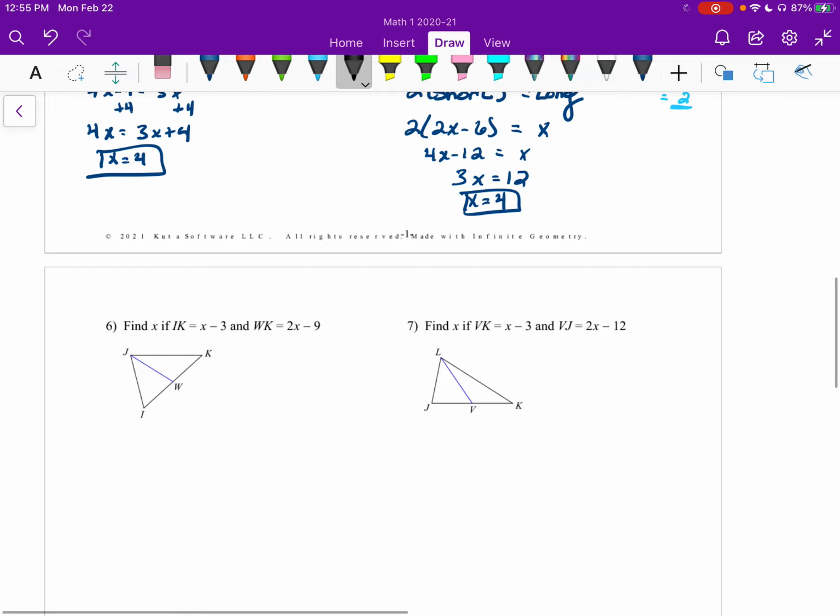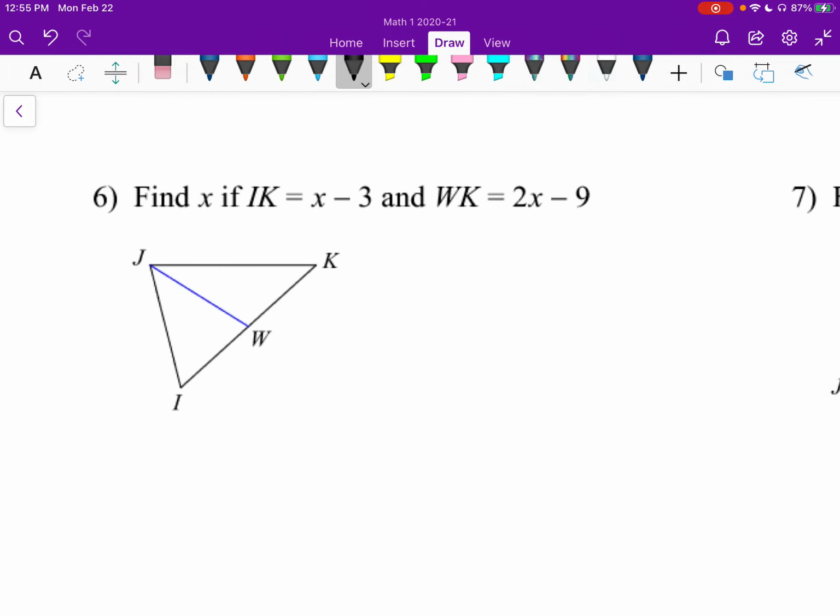All right, moving on. Number 6. Find x if IK, that whole piece there, is x minus 3, while WK is 2x minus 9.